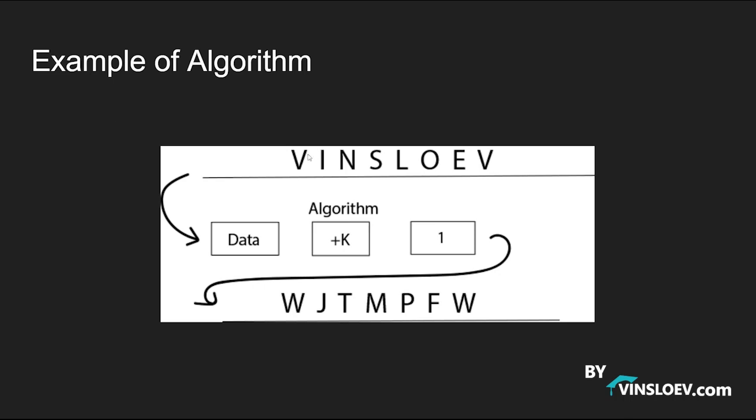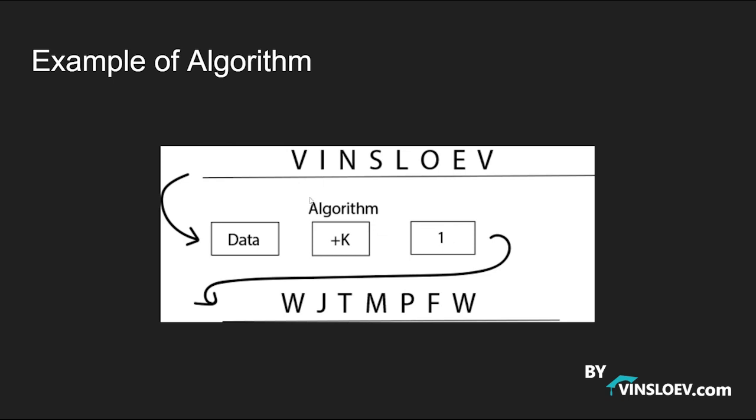So, a little example of how encryption works. Take for example this clear text we have right here. We have Winslow. Then we take this clear text, which is our data. Then we take our algorithm. This is a very basic algorithm, so we simply say plus k, meaning that we will take each letter and add k to it, meaning a number. So our number in this case is 1.